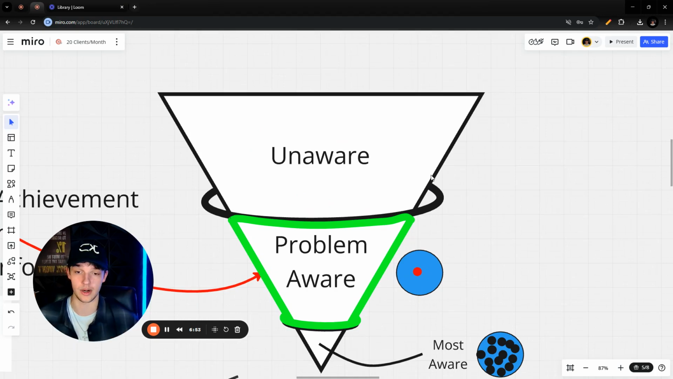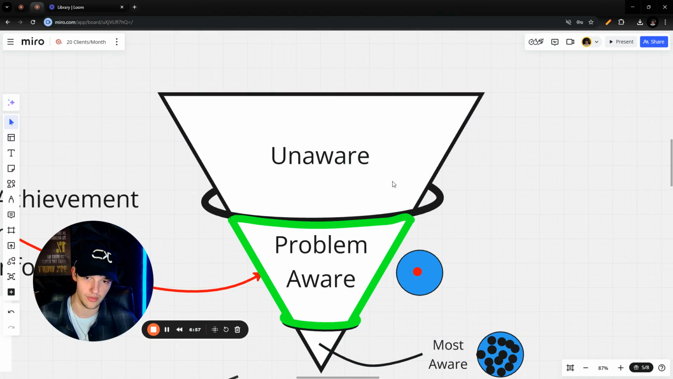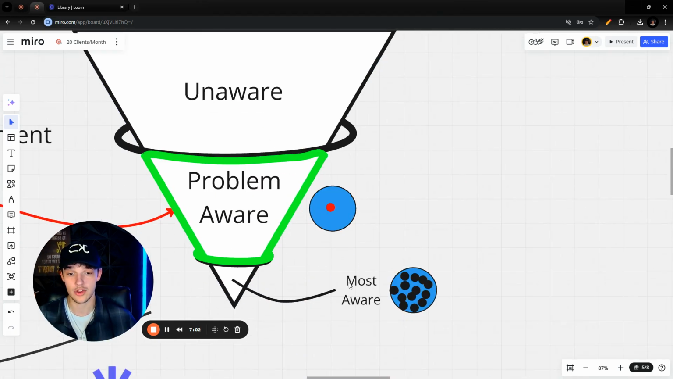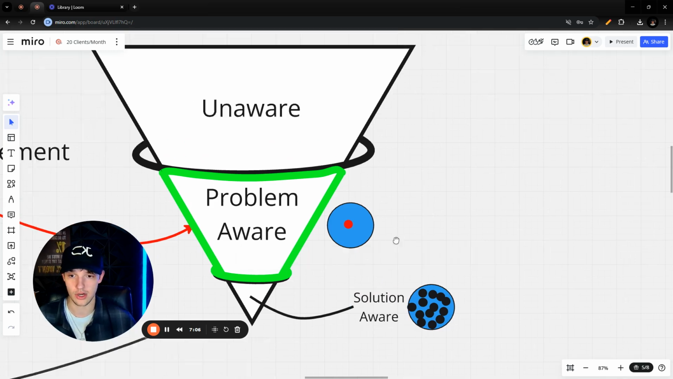But there's this levels of awareness thing. So there's going to be 3 main levels of awareness. People talk about a couple levels, right? But these are the main ones. So you have people who are unaware, people who are problem aware, and people who are solution aware or most aware. Actually, this is going to make more sense if I say solution aware, right?